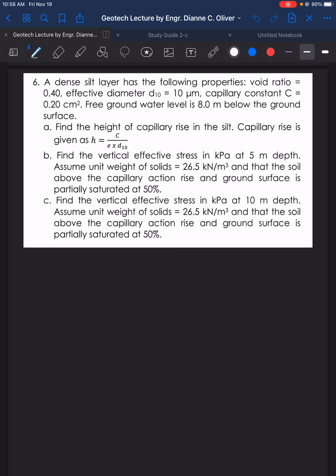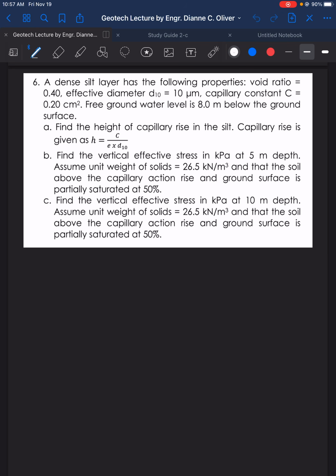A dense silt layer has the following properties. Void ratio is equal to 0.40. Effective diameter, or D sub 10, is equal to 10 micrometer. Capillary constant C is equal to 0.20 square centimeters. And we have here the free groundwater level is 8 meters below the ground surface.